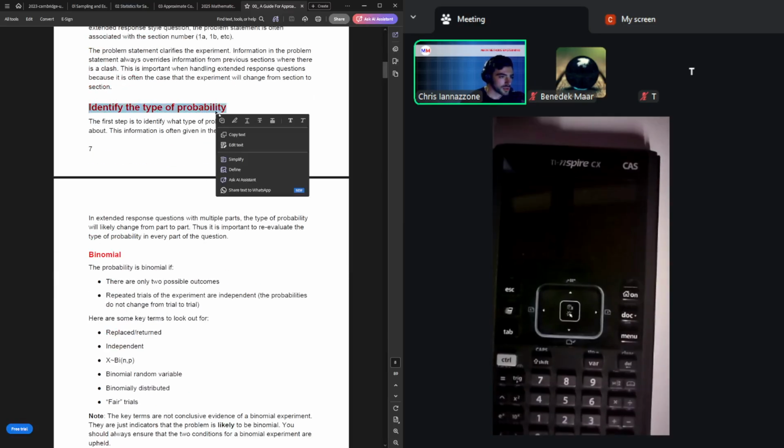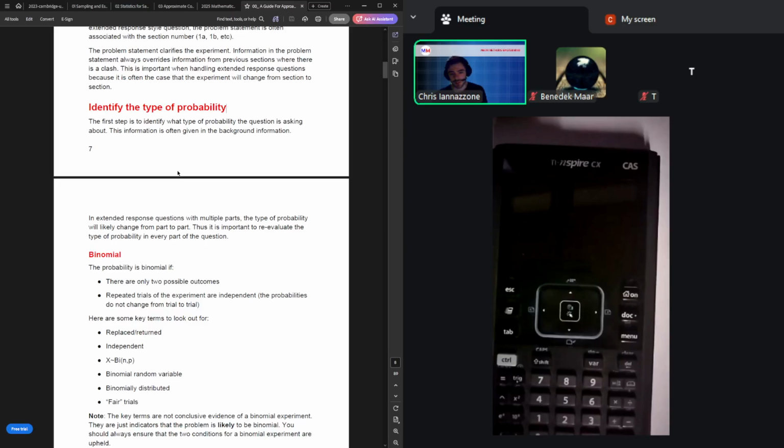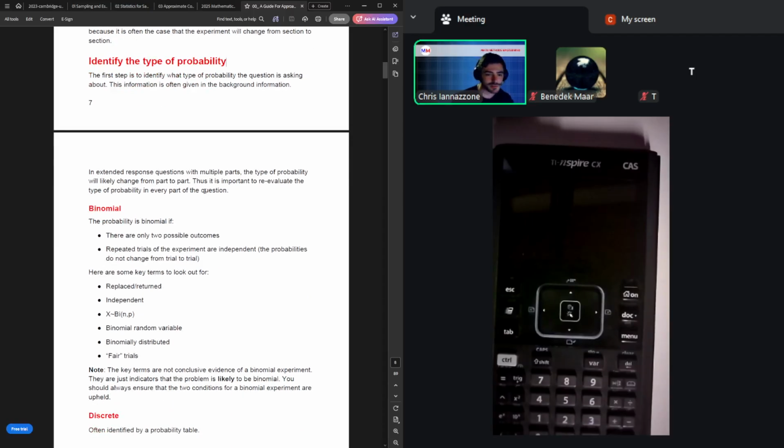But okay, so identifying the type of probability. How do you know at a glance what type of probability you are working with? It's often the case in those extended response sections you're going to need to consistently reevaluate: has my probability type changed? What is it about this new background information that may or may not change if I'm now working from binomial to continuous or whatever?